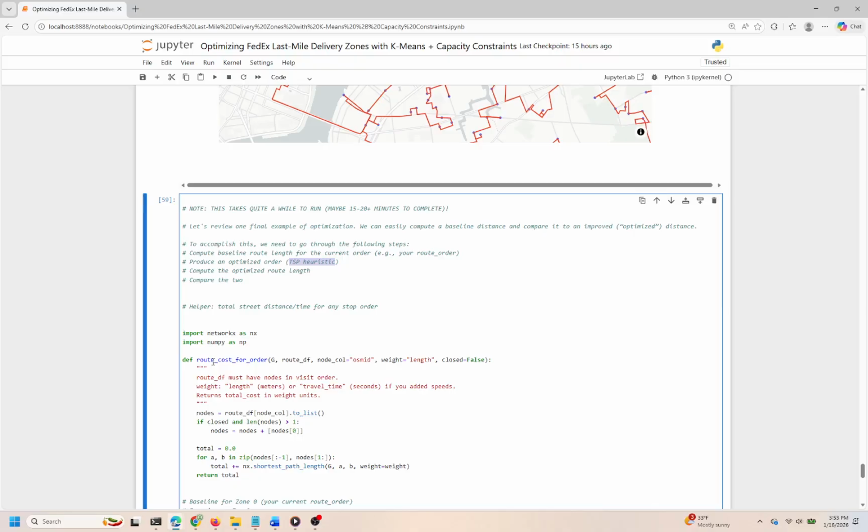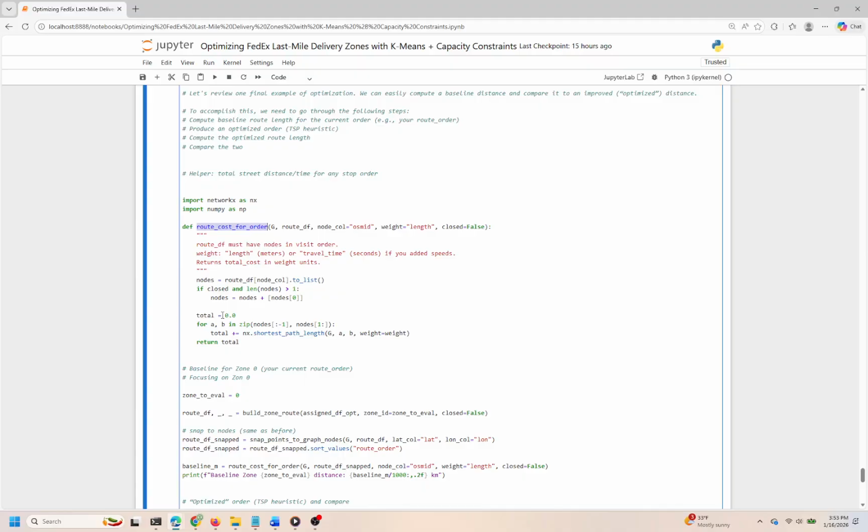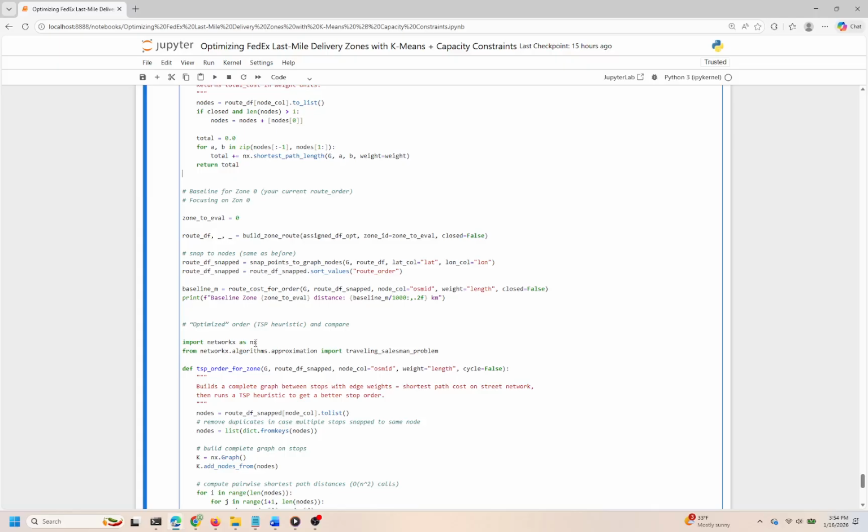This initial route is derived from a data frame, which is prepared for a specific zone we're evaluating. After determining the sequence of stops, we utilize a helper function to calculate the total distance of this baseline route from our graph representation. The output is displayed in kilometers, which provides an intuitive grasp of the route's length.